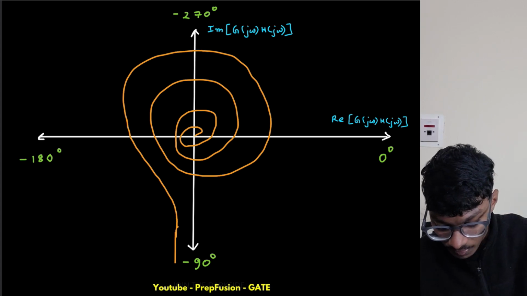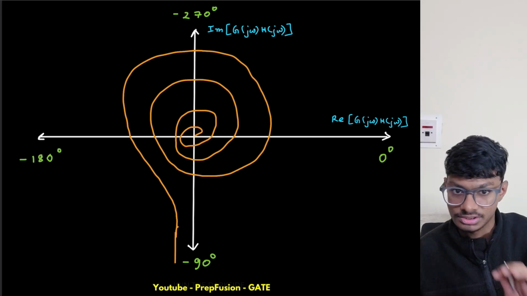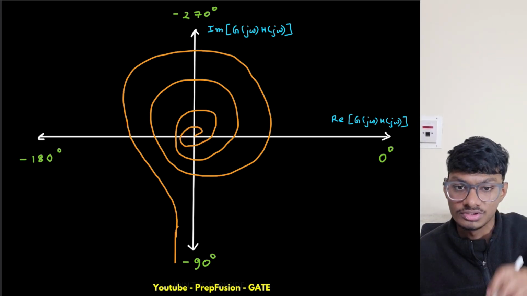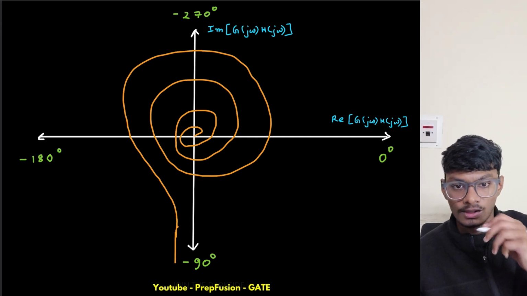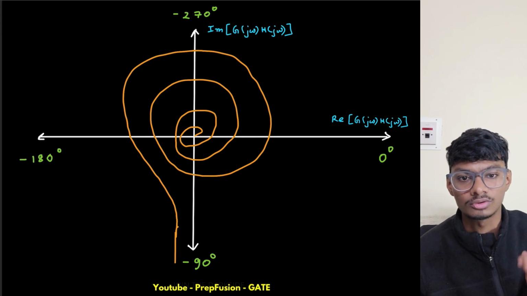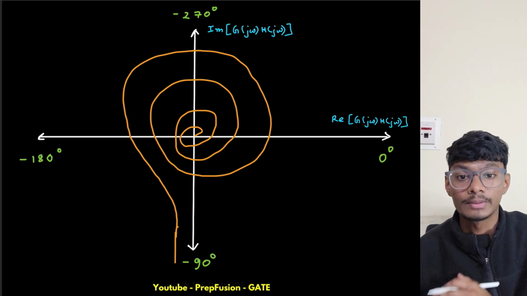It can end anywhere. It can end here also. I can't say for sure, because my angle is always reducing. Even at 0 magnitude, my angle is changing. So at 0 magnitude, what can be my angle? My angle can be anything, not just 0 degrees. At 0 magnitude, my angle can be anything.